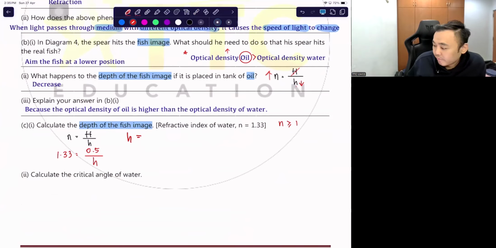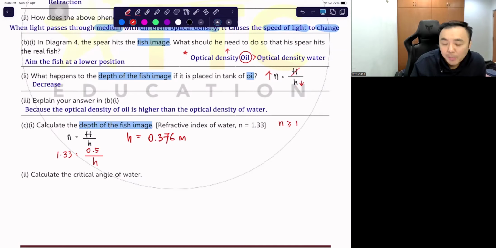Answer, please. What do we get for this? 0.5 divided by 1.33, to 3 decimal points. Three decimal points is quite fine, really, quite enough. You get 0.3759, right? Then I put 6.